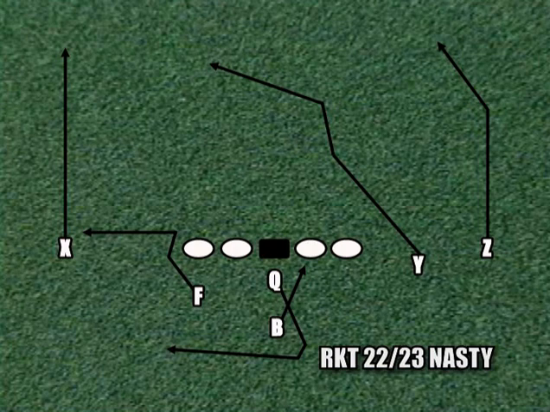Here's another combination of the nasty out of a 2-back set where we're using our fullback to pin the defensive end. Now he's slipping out in the flat, and the route stays exactly the same for the rest of our wide receivers. X is on the takeoff, Y is on the climb, and Z is on the post.